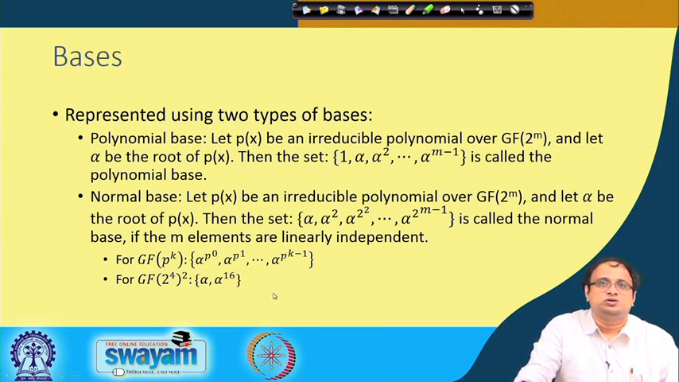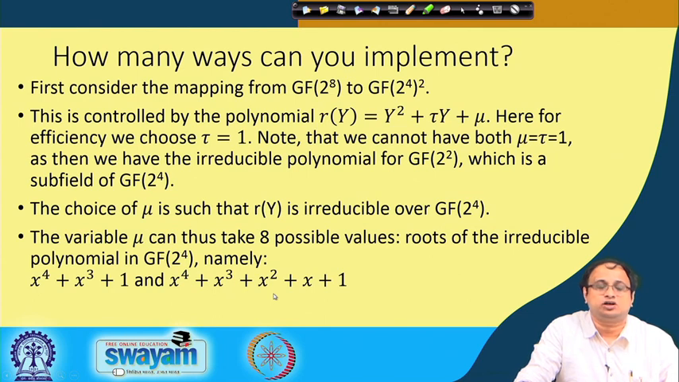So, let us first try to answer this question: how many ways can you implement the mapping, I mean the AES S-box, by using this concept of hierarchical decomposition, often also called tower fields. First consider the mapping from GF(2^8) to GF((2^4)^2). This is controlled by the polynomial R(y), which is essentially y squared plus tau y plus mu. This is an irreducible polynomial in GF((2^4)^2).